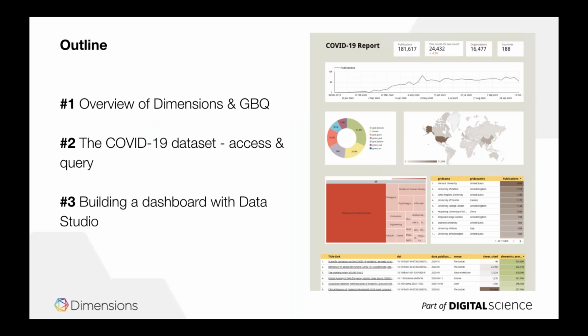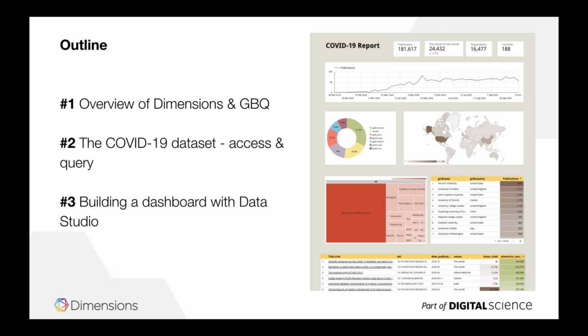So here's a bit of an outline of the things I'll be talking about. So first of all, I'll give you a bit of an overview about Dimensions and specifically how the Dimensions on Google BigQuery works, what it is, how you can access it, and so on. Then I'll move on to the COVID-19 topic. I'll introduce the data set we're making available as a public data set on Google BigQuery. I'll show you how to access it and how to query it.